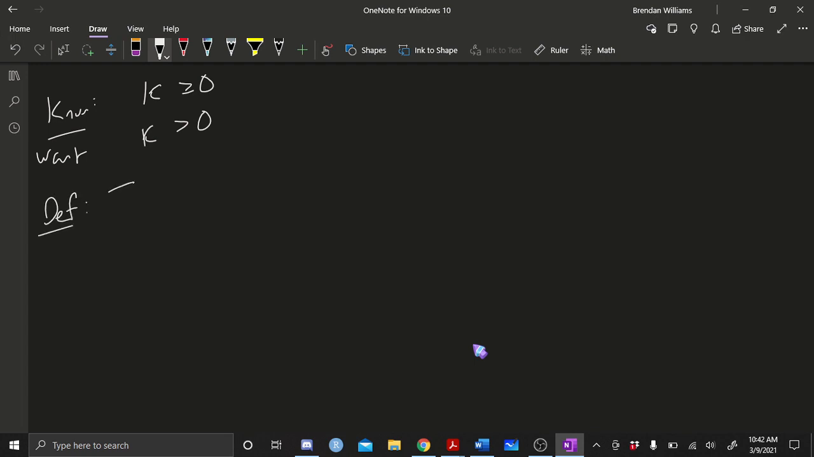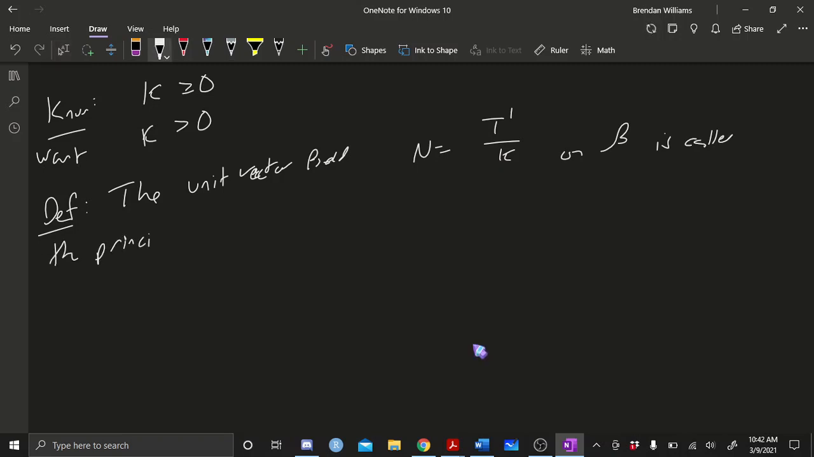The unit vector field N equals T prime over kappa on beta is called the principal normal vector field of beta.